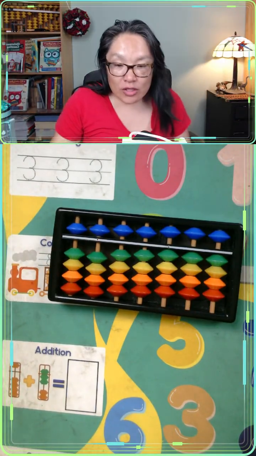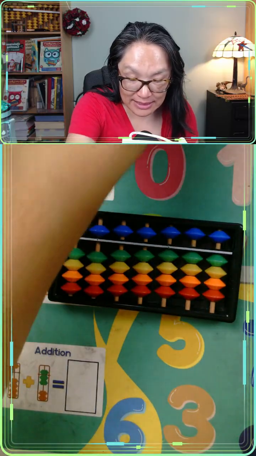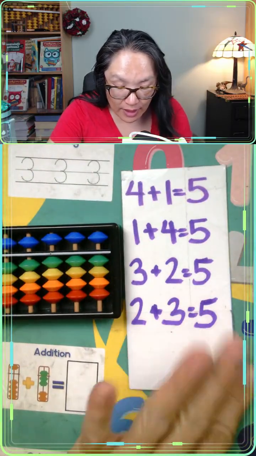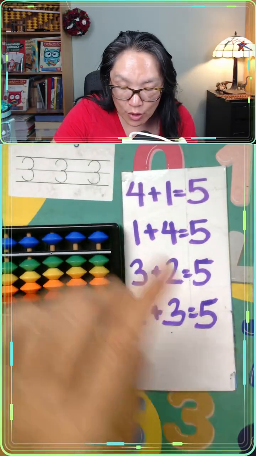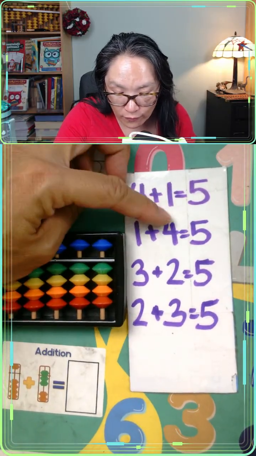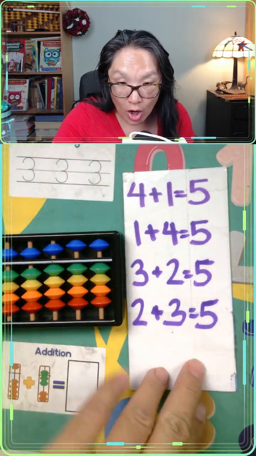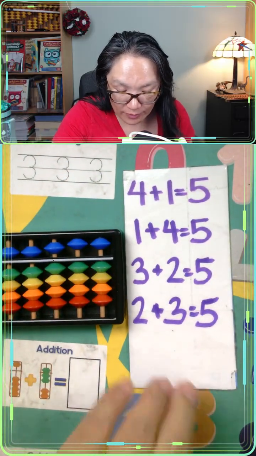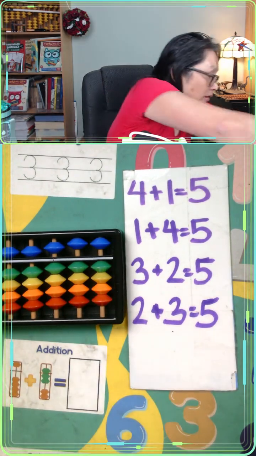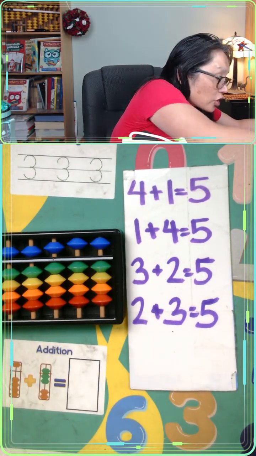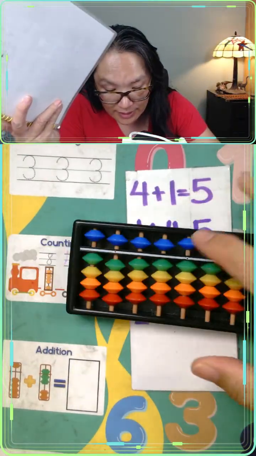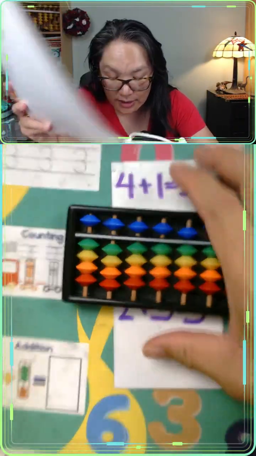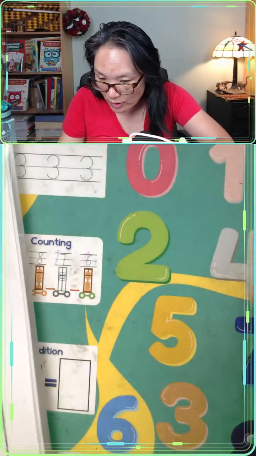So what's going to happen is we're going to memorize this concept. This concept is the fact family of 5. We need to know that 4 and 1, 1 and 4, 3 and 2, and 2 and 3 are fact families. We need to memorize this. The reason why is because we're going to utilize this top bead. Now let me show you what I'm talking about.